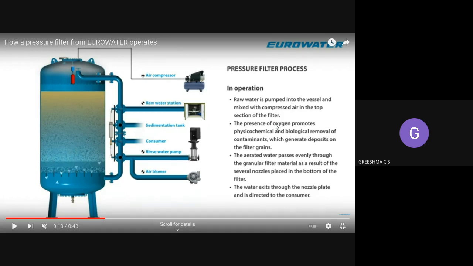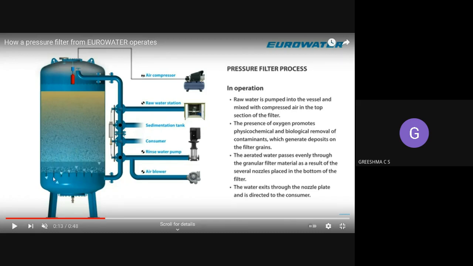And then the aerated water will pass evenly to the granular filter bed as a result of several nozzles placed at the bottom of the filter. Aerated water means the water which is having oxygen. This aerated water will be passing through this filter bed, and at the bottom portion you can see there are a lot of nozzles.